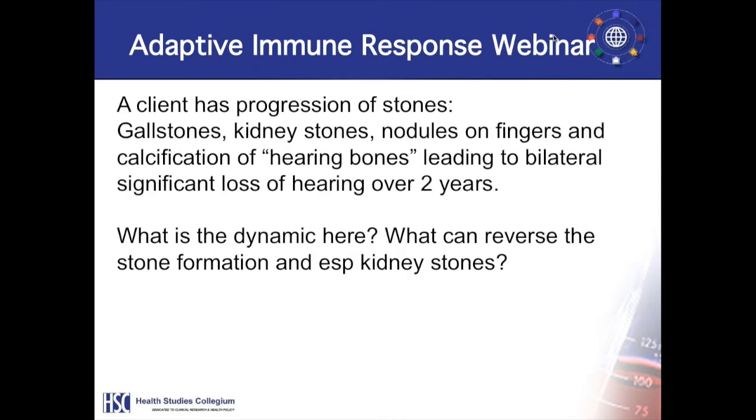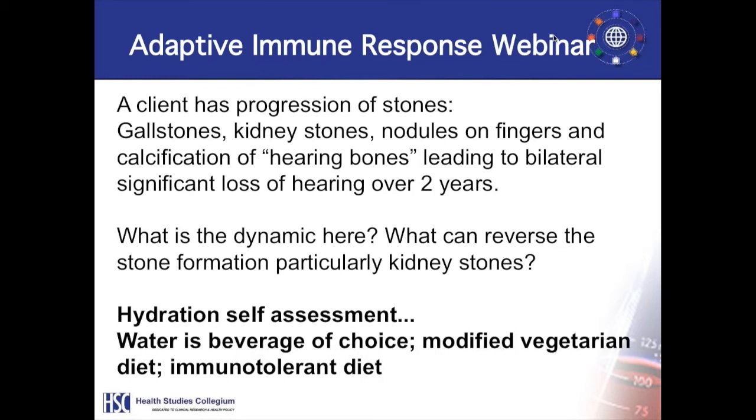Now we have another question, completely different, but a very interesting one also. This is a person who has progression of stones. They have gallstones and kidney stones and nodules on the fingers, which actually are related to stones, and calcification of hearing bones. This leads to bilateral significant loss of hearing over 2 years. And what is the dynamic here? That's the question. What's the mechanism? What's going on here? And what can reverse this stone formation, especially the kidney stones?